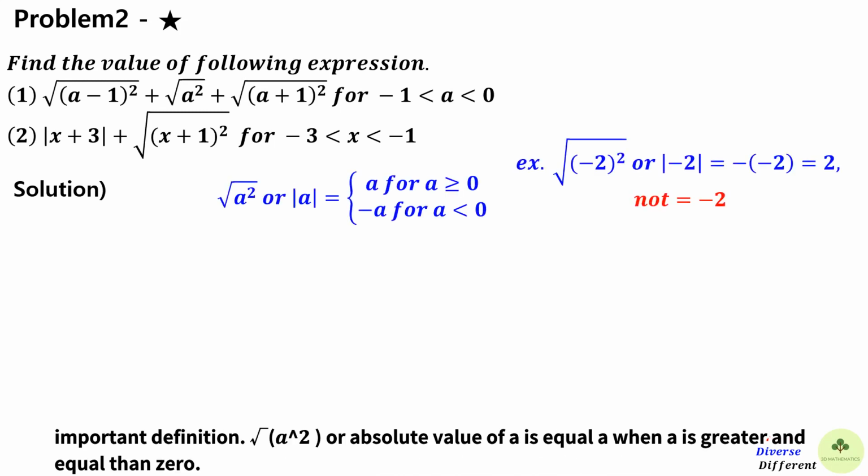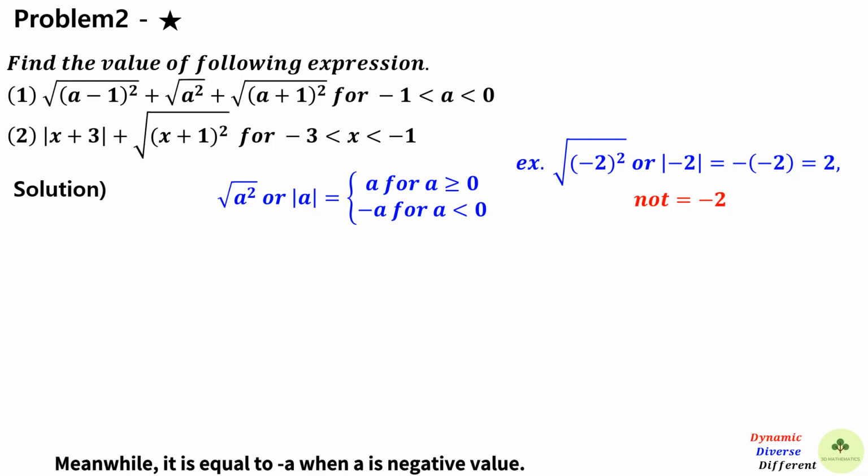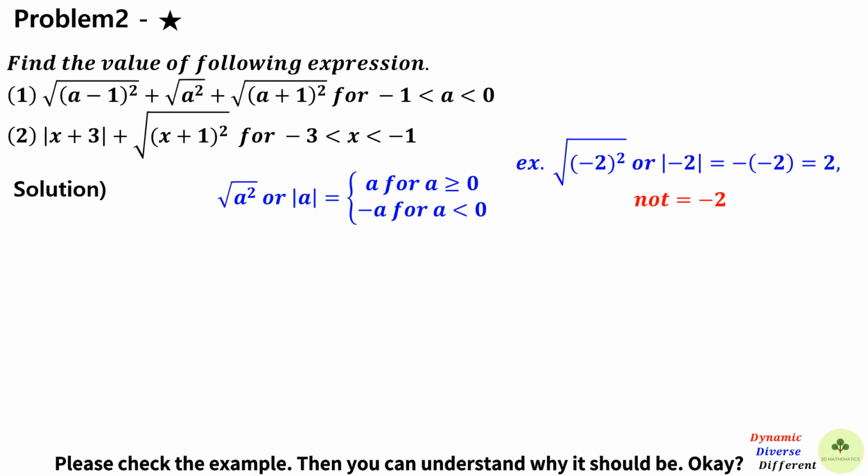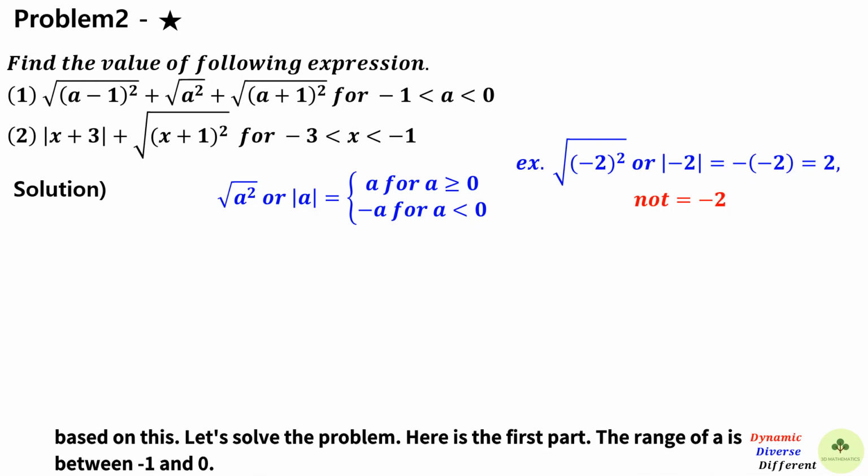Here is a very important definition. Square root of a squared, or the absolute value of a, is equal to a when a is greater than or equal to 0. Meanwhile, it is equal to minus a when a is a negative value. Please check the example, then you can understand why it should be. Okay? Based on this, let's solve the problem.